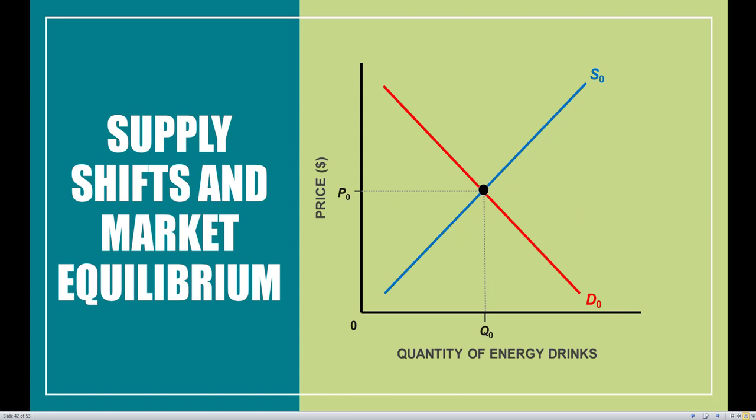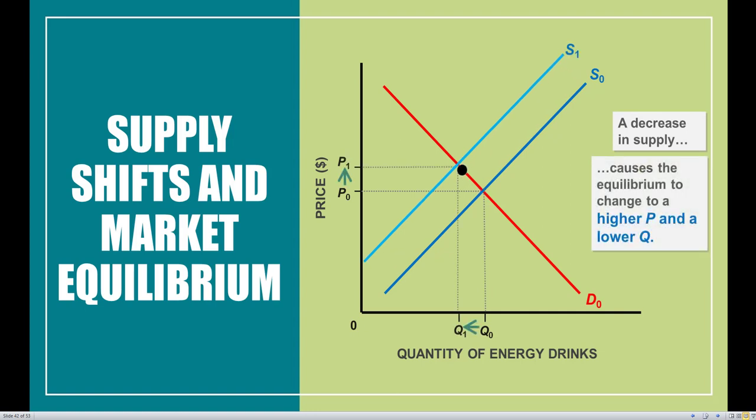Final shift that we can talk about right here is, suppose that I tell you that there is going to be a tax imposed on the sale and production of energy drinks. Remember, taxes are only going to affect the supply side of the market, and firms and corporations do not like taxes. So if taxes increase, supply is going to decrease. We shift our supply curve over to the left towards the origin. So here, our new intersection is going to be S1 and D0. We notice that prices increase and quantity is going to go down. So a decrease in supply causes equilibrium to change to a higher price and lower quantity.